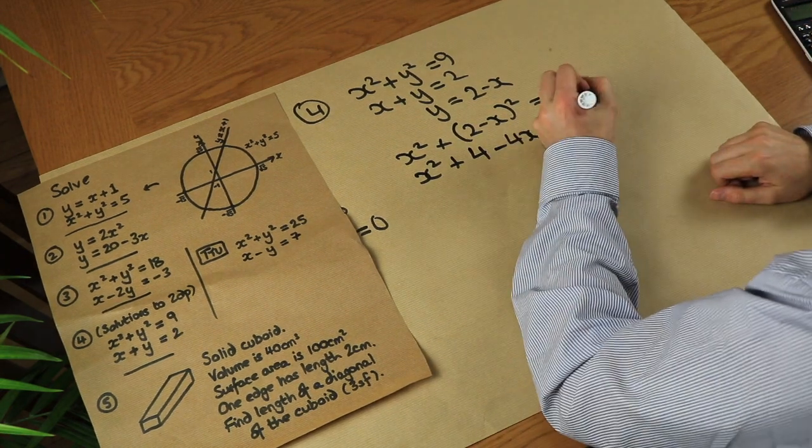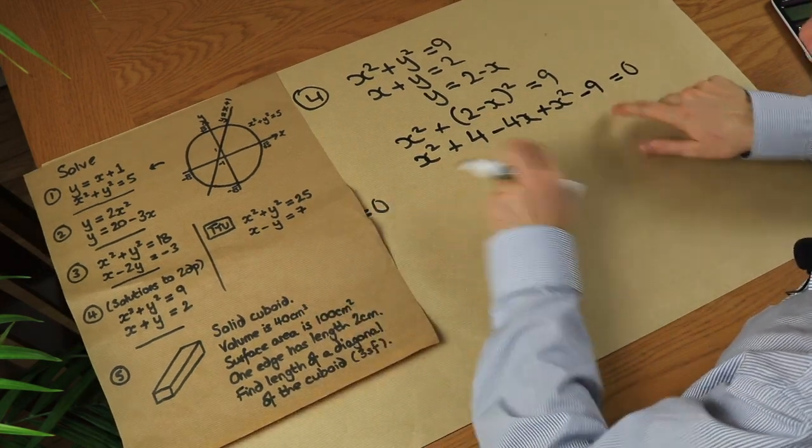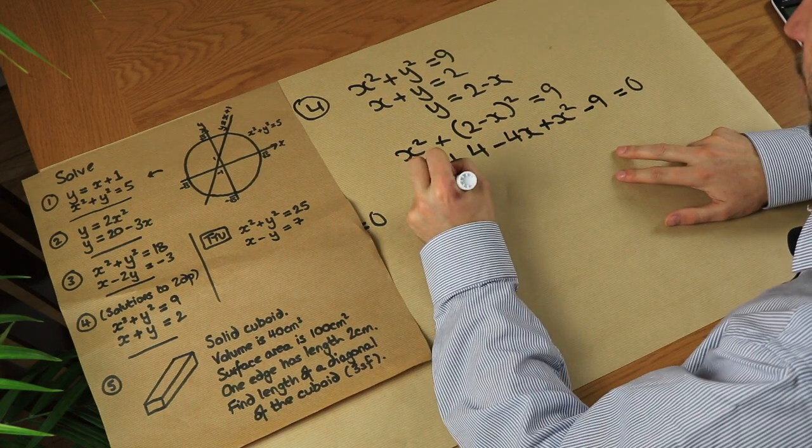And then I'm going to minus 9 from both sides as well, so I have 0 on one side. Now let's just collect like terms. x squared plus x squared is 2x squared.